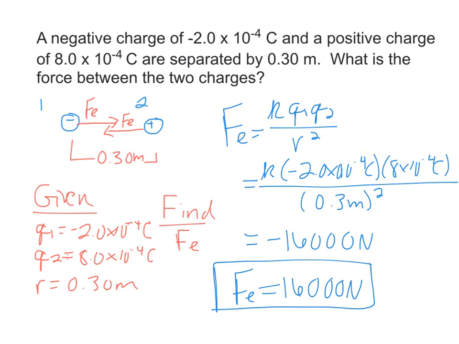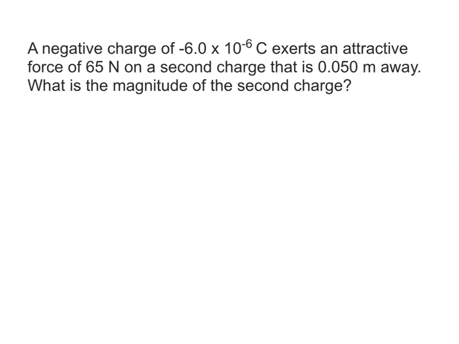I'm going to do one more example just using Coulomb's law, and then we'll do practice in class tomorrow. A negative charge of negative 6 times 10 to the negative 6 coulombs exerts an attractive force of 65 newtons on a second charge that is 0.05 meters away. What is the magnitude of the second charge? So again, simple diagrams. You have a negative charge. It's exerting an attractive force, so that means your other charge has to be positive. We'll call that 1 and that 2. You want to show the direction of the forces, and they're separated by 0.05 meters.